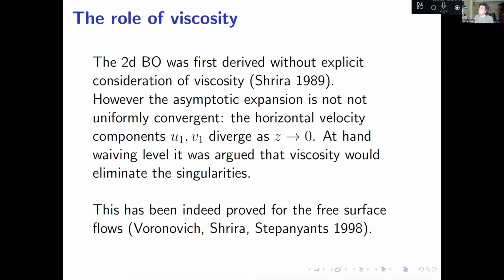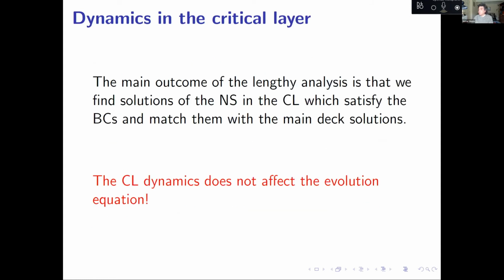This equation was first derived without explicit consideration of viscosity as far back as 89. However, the problem with this is that the asymptotic expansion is not uniformly convergent. The horizontal velocity components U1 and V1 diverge as z tends to 0. At wave level, it was argued that viscosity would eliminate the singularities, and that has been indeed proved for the free surface flows.